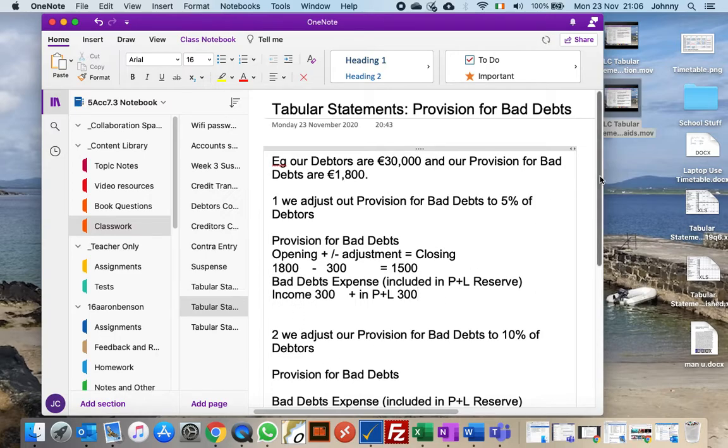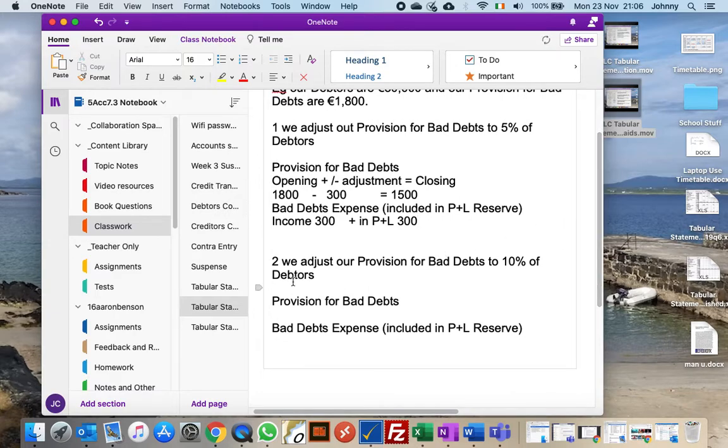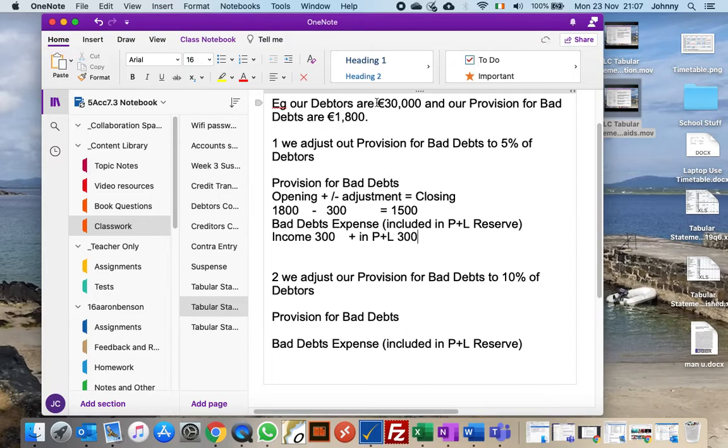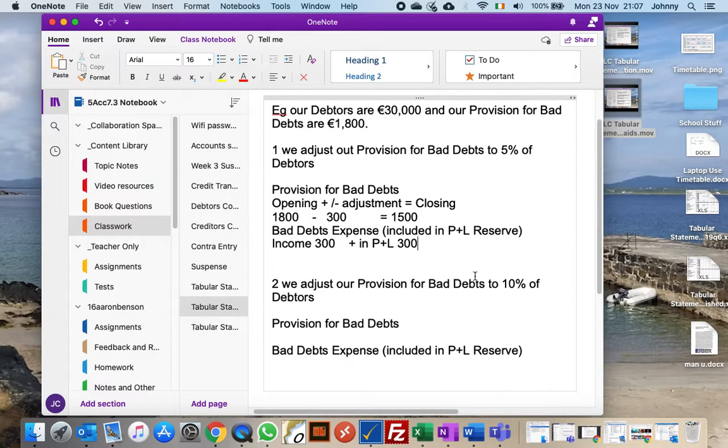The opposite situation happens here. Okay, we adjust our provision, but it's 10% of debtors. So 10% of 30 grand is 3 grand. So our provision for bad debt starts off as 1,800 again. Our adjustment in this case, we want to bring it up to 3 grand. So that means we're going to have to add on 1,200. And that brings the figure up to 3 grand.